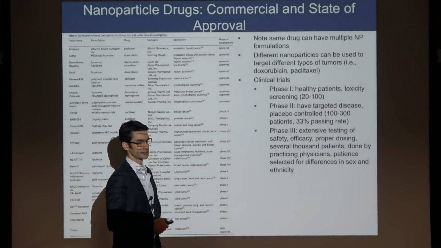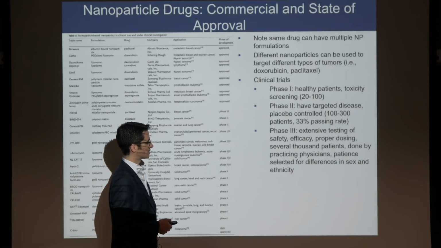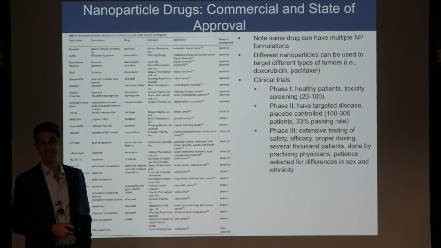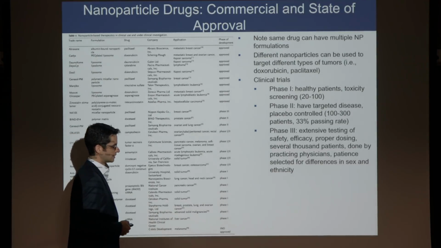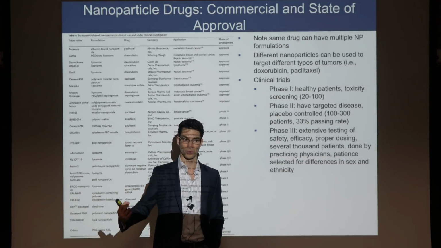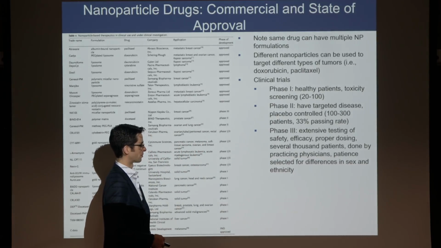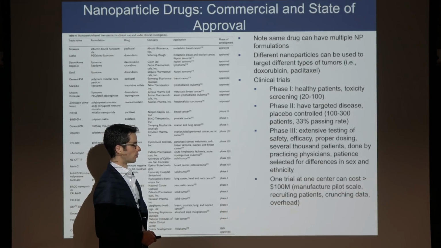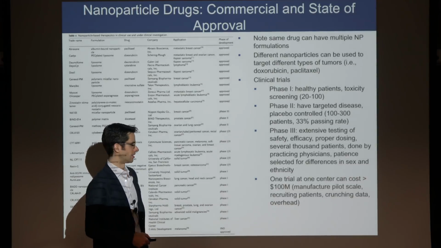It's done by practicing physicians. The patients spelled incorrectly, I'm going to blame that on autocorrect, even though I'm sure it can't have been autocorrect. Patients are selected for differences in sex and ethnicity. So this is when you have to determine if somebody's from a particular part of the world, does this put them at greater risk? One trial at one center can cost more than $100 million.